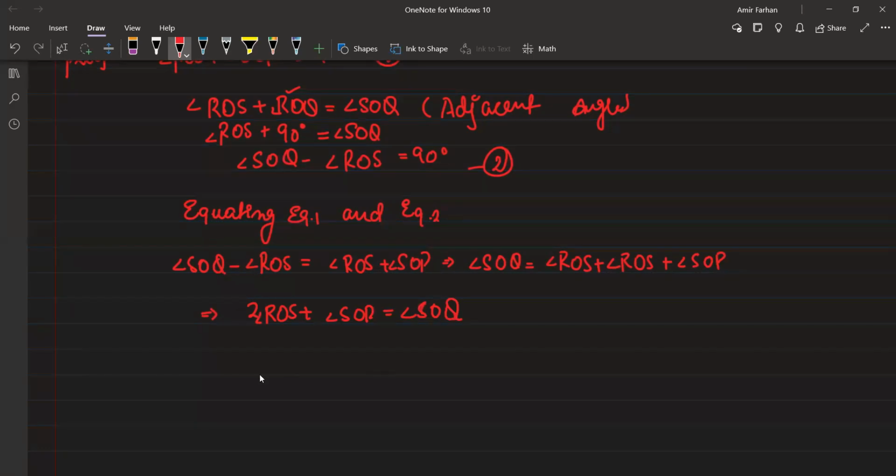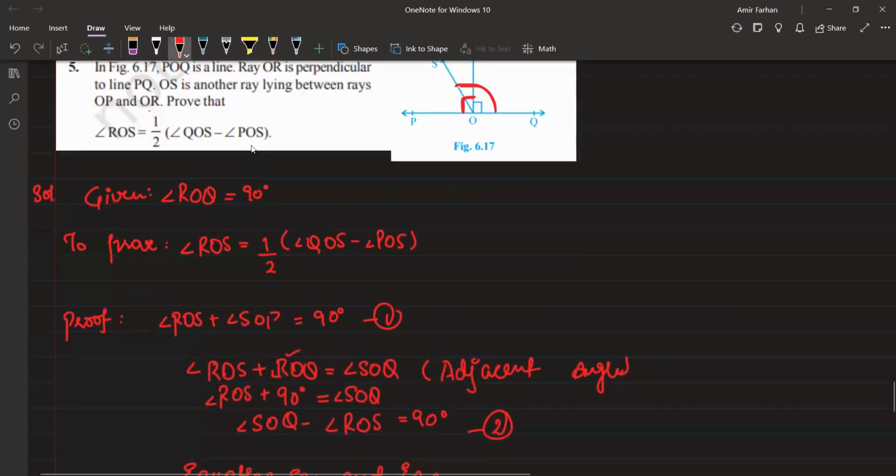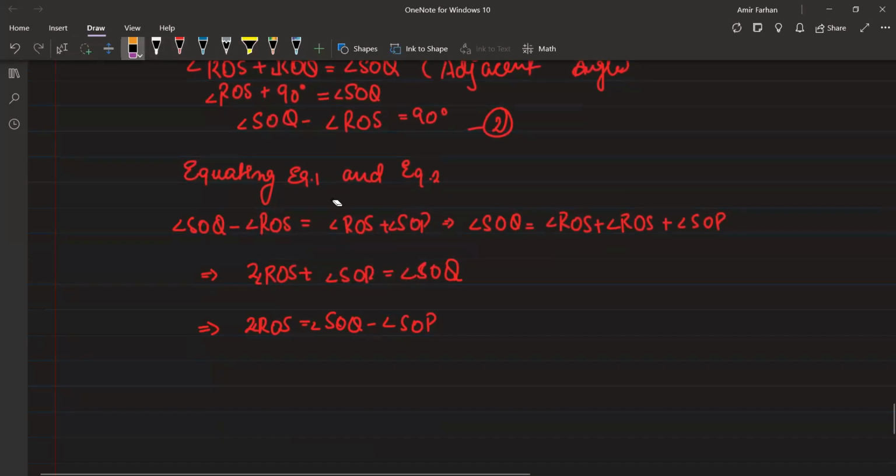Yes or no? Yes. Next thing is that can I shift this SOP on the right hand side? Yes. 2 angle ROS is equal to angle SOQ minus SOP. The question is saying SOP as POS, so I'm writing POS. Because the questions use the name as POS. It doesn't matter whether you use SOP or POS, the name is the same, but the question has used POS, so I need to use that as well.